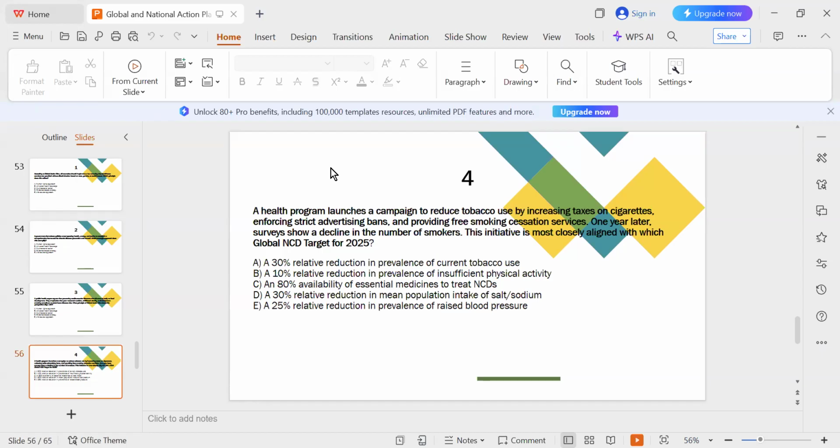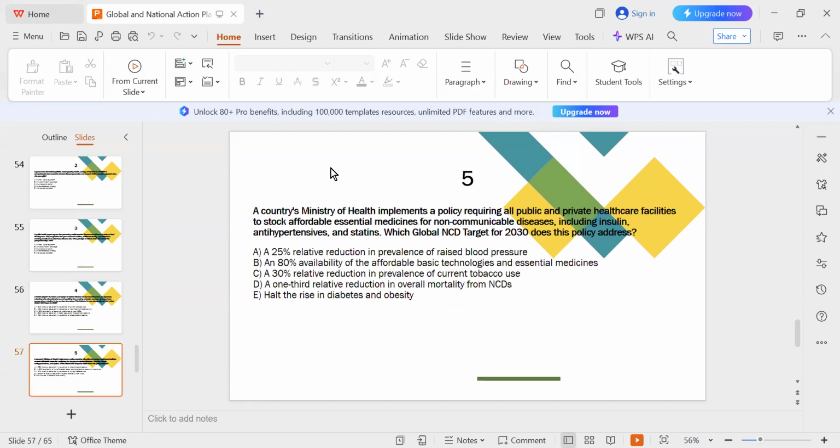The correct answer is alpha. A country's Ministry of Health implements a policy requiring all public and private healthcare facilities to stock affordable essential medicines for non-communicable diseases, including insulin, antihypertensives, and statins. Which global NCD target for 2030 does this policy address?